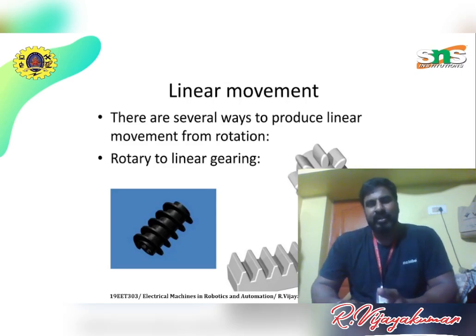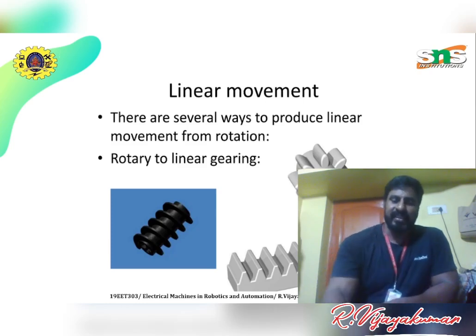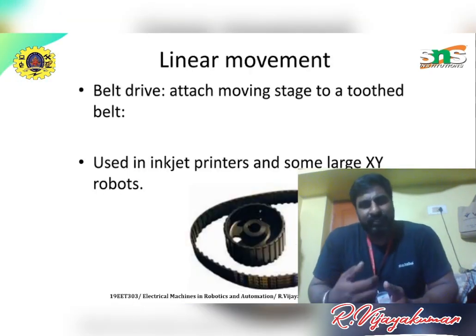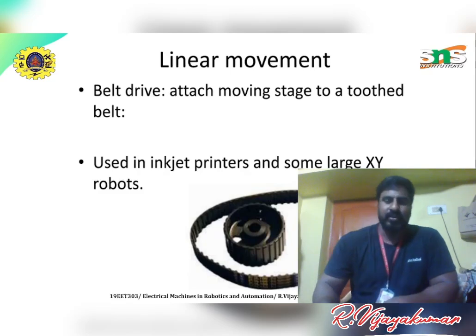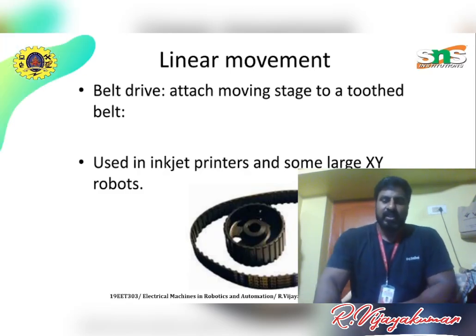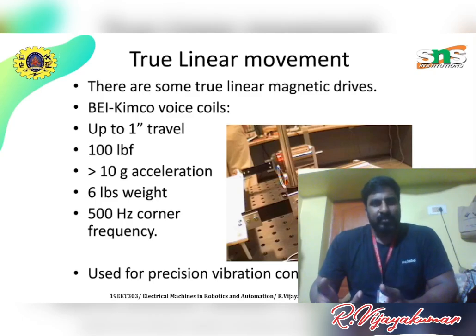And also for linear movement, there are several ways to produce linear movement from rotary motion, such as rotary or linear gears. We are also using the belt drive attachment: attach the moving stage to the toothed belt, used in inkjet printers and some large XY robots. For true linear movement, there are some true linear magnetic drives, such as BEI Kimco voice coils, with greater than 100 g acceleration and 500 hertz corner frequency, used for precision vibration control.